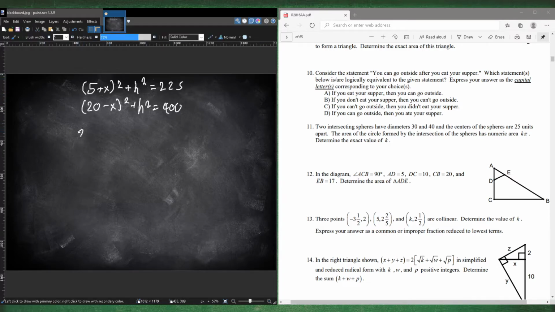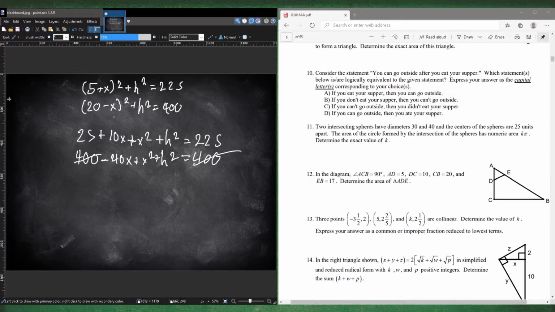So we have 25 plus 10x plus x squared plus h squared is equal to 225. And then we have 400 minus 40x plus x squared plus h squared equals 400. And then I'm going to cancel out these 400s because they're basically the same. Cancel out the 25 here and this 225 to make 200.